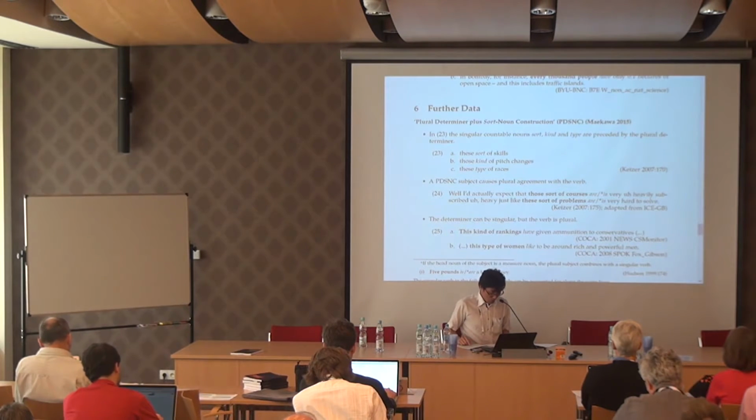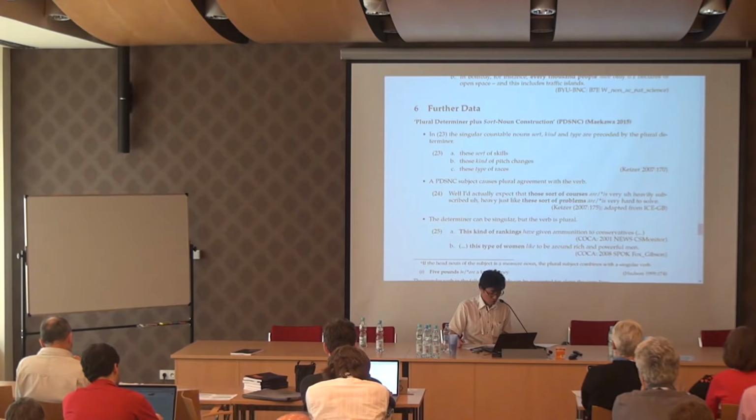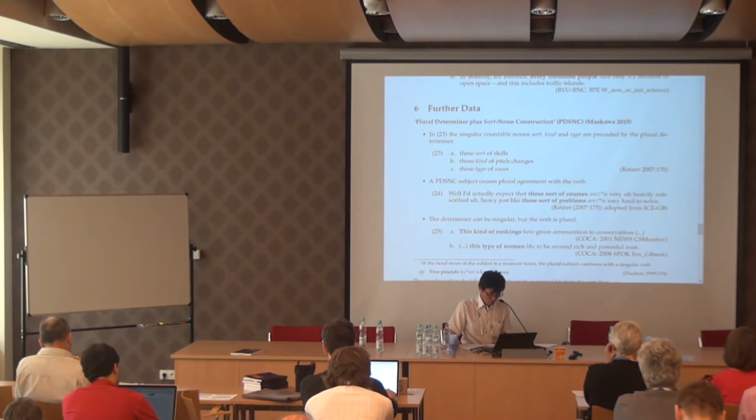And the syntactic behavior of semi-numerals we have seen so far is very similar to the type of NPs in 23. In NPs in 23, the nouns sort, kind, and type are singular countable nouns, and they have a determiner requirement because they are singular and countable. And the determiner requirement of these words is satisfied by the plural determiner, and the determiner agrees with the noun following of.